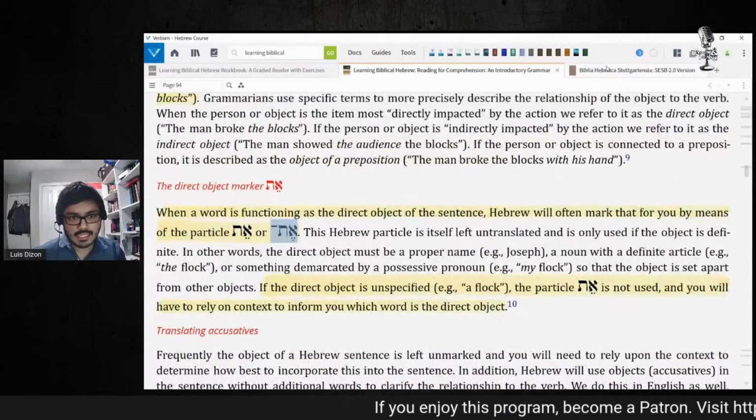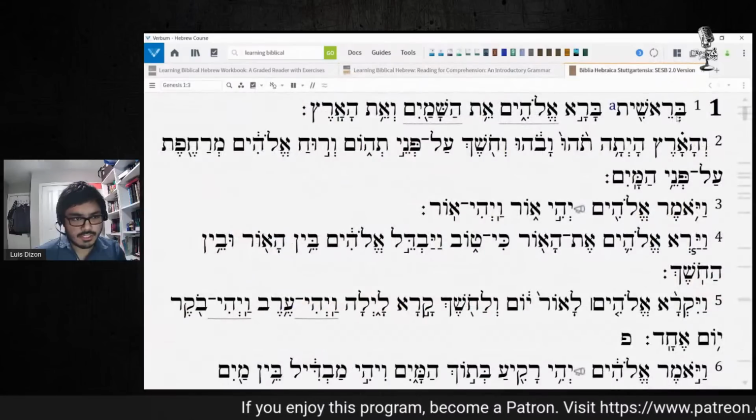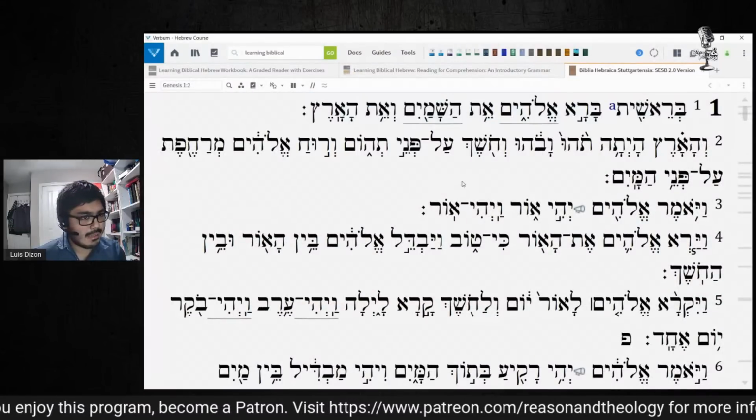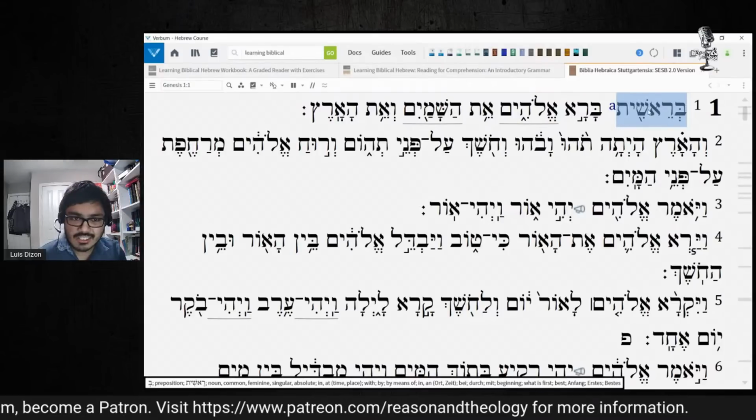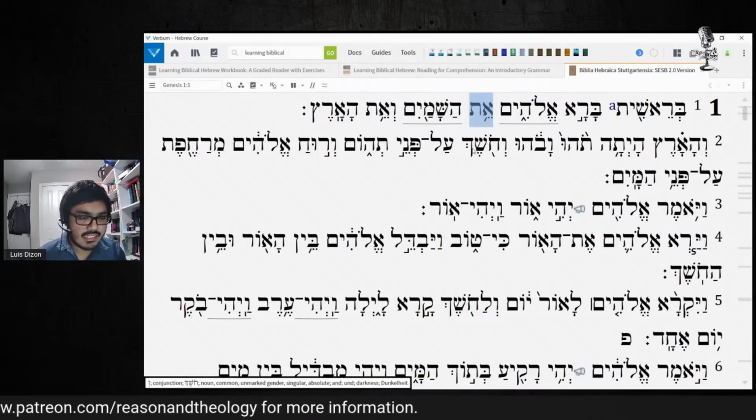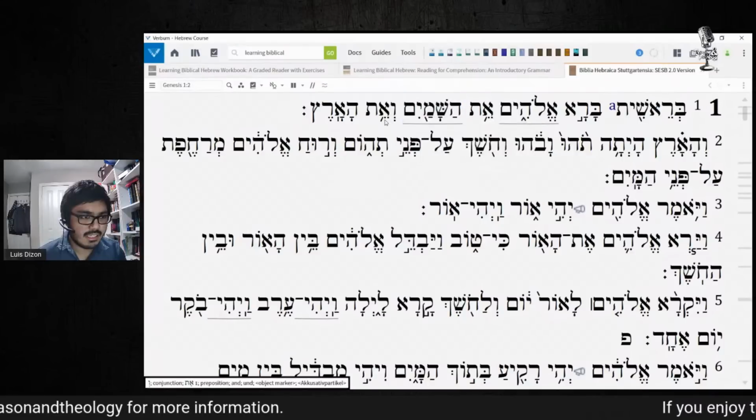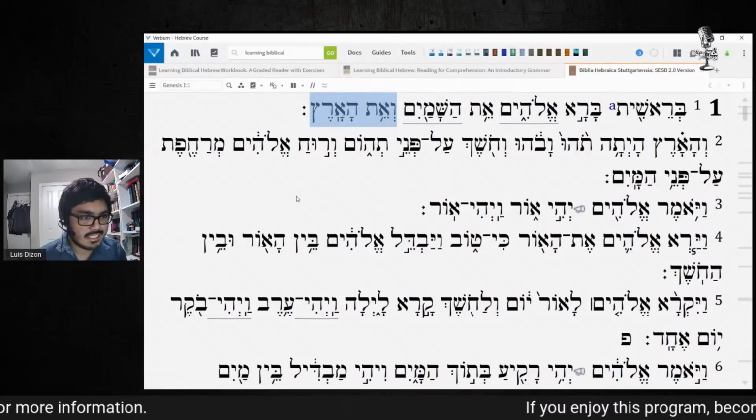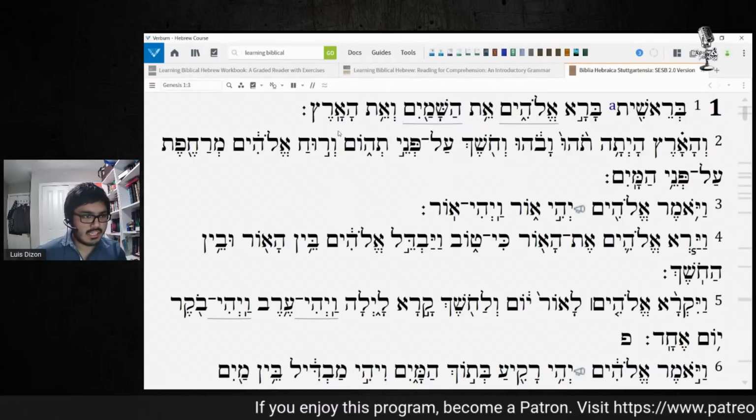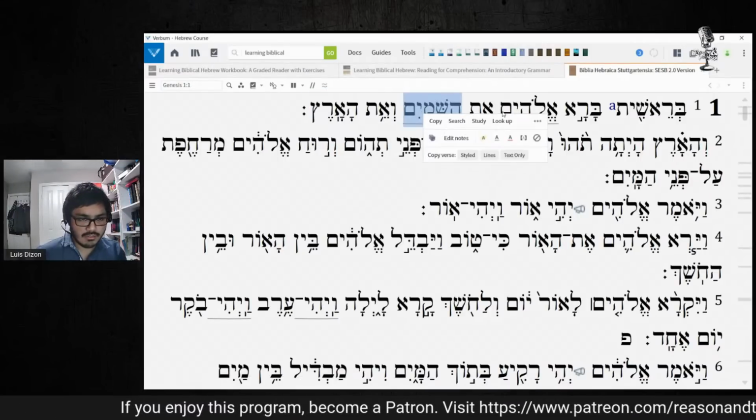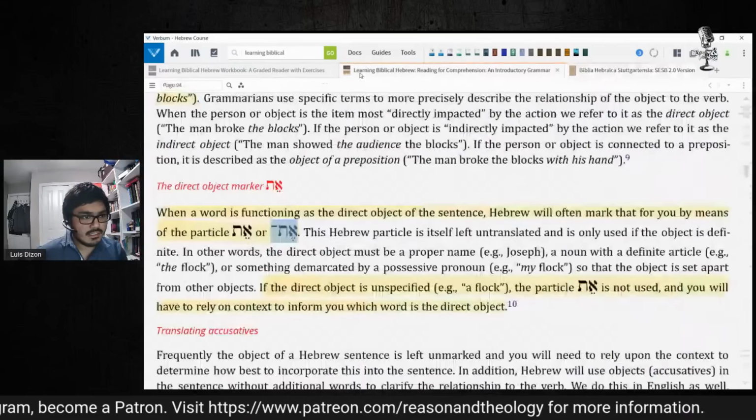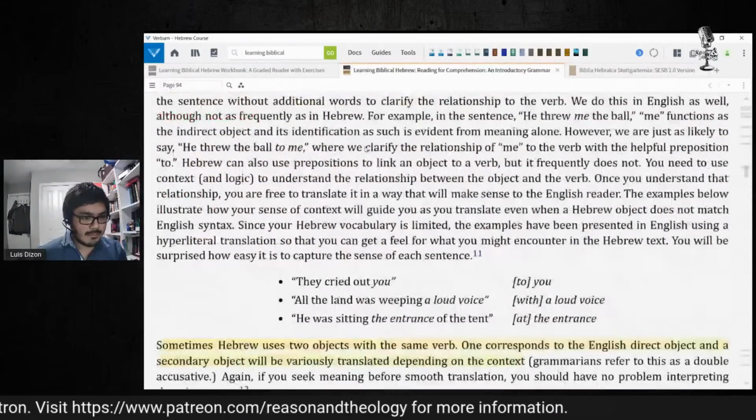And one of the best examples of this would be the very first verse in Genesis. Bereshit bara Elohim et hashamayim ve'et haaretz. So, in the beginning, God created the heavens, et hashamayim, and the earth, ve'et haaretz. Both the heavens and the earth have et before them to indicate that they are the objects of the verb create here.